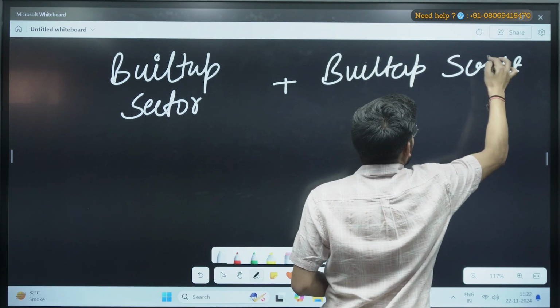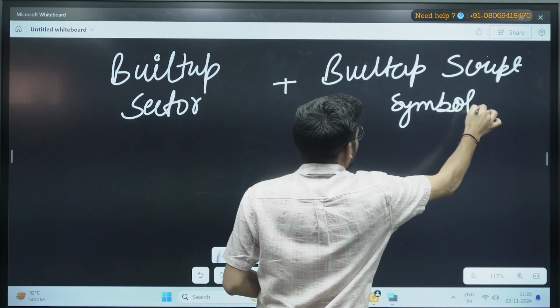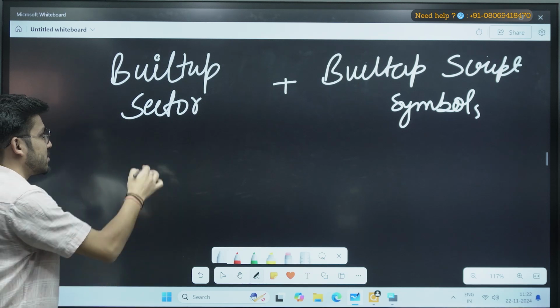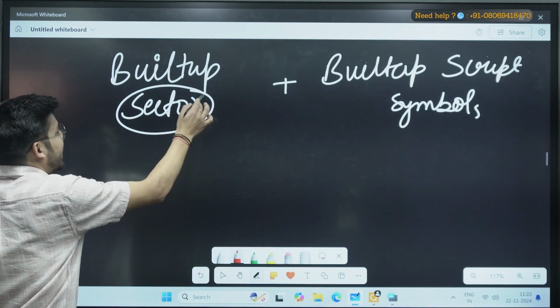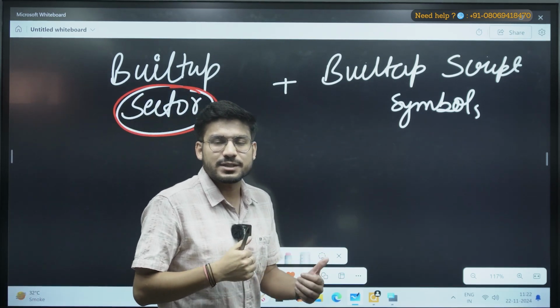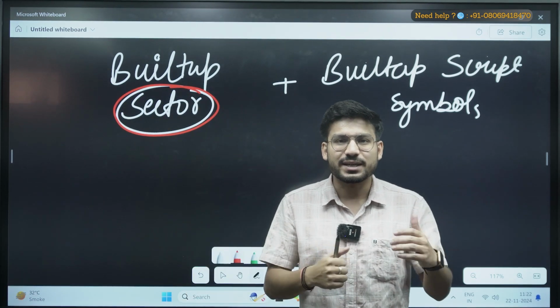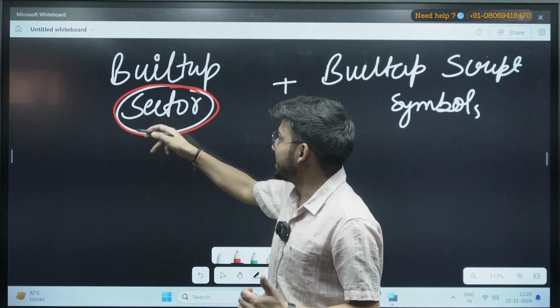Right now, when we are using built-up sectors, we are looking for the sectors. Our main aim is to identify which sector is performing good, or you can say which sector is in bullish direction or which sector is in bearish direction. We will find that out from built-up sectors.